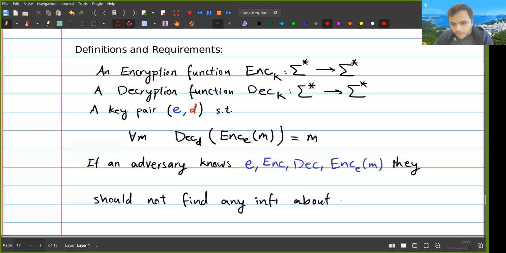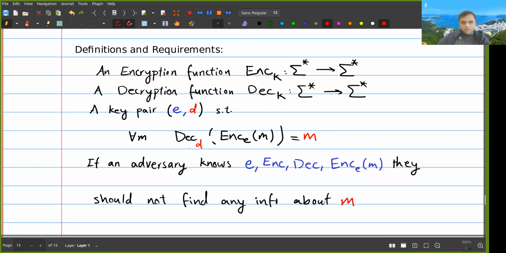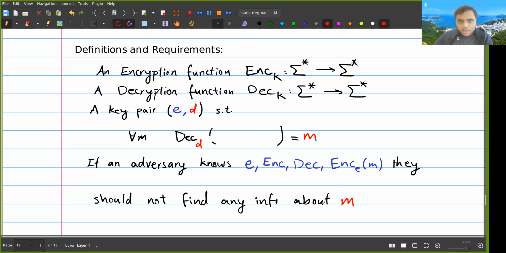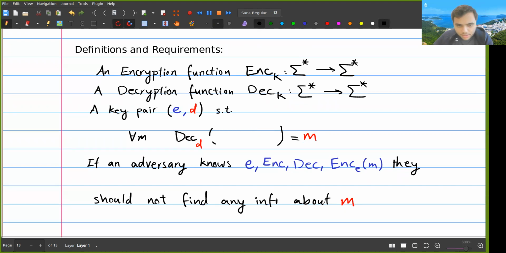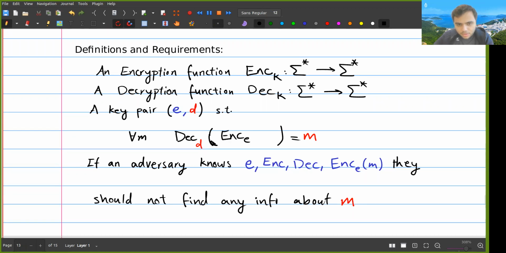And let me actually write that message also in red so that I show that this message is supposed to be a secret, and this D is also supposed to be a secret. But when this encryption is done, oh, sorry.